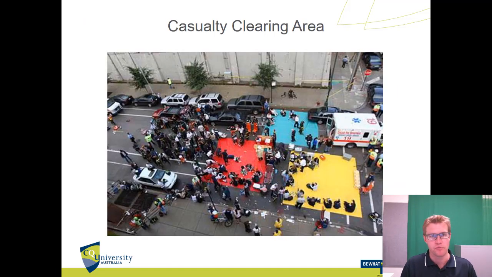So this is an example of what I mean by casualty clearing area. You can see that there's separate areas. These are the greens, the walking wounded. These are the yellow, the delayed treatment, and these are the reds, the priority treatment. Now, it doesn't look ideal that the reds have the best access to the ambulance, but I assume this has been set up fairly quickly. But this is what a casualty clearing area will actually look like.